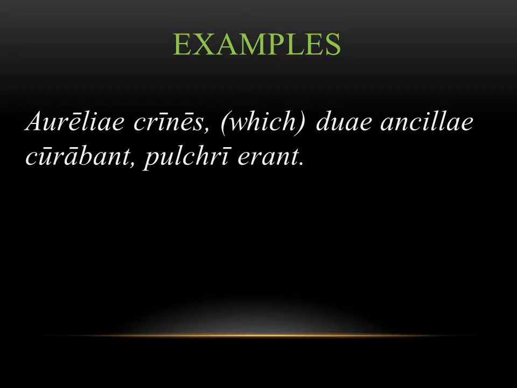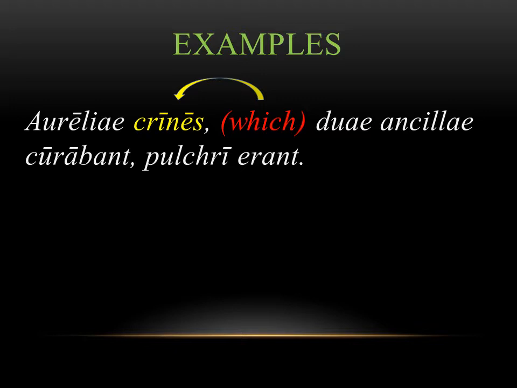Here's one more example, and I've switched up the way we do this. So for instance, if you're trying to create your own Latin sentence, you might have to think in English and come up with a relative pronoun. So I gave you an example here. The hair of Aurelia, which two slave women were taking care of, was beautiful. My relative pronoun is the word which, and I'm not sure what it is in Latin yet. But I do know that it's describing the hair, right? I'm trying to say the hair, which two slave women were taking care of, was beautiful.